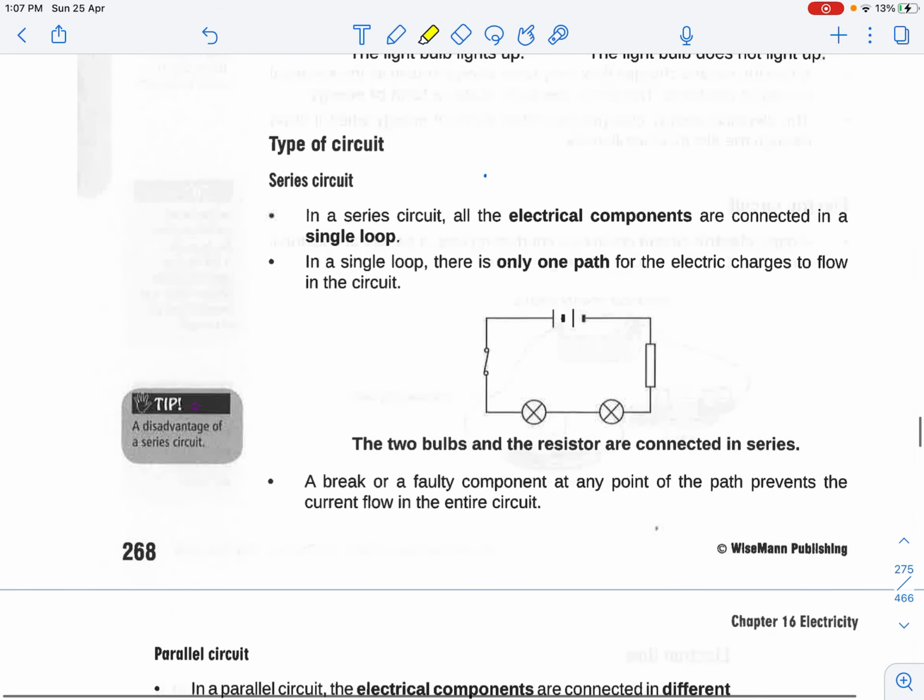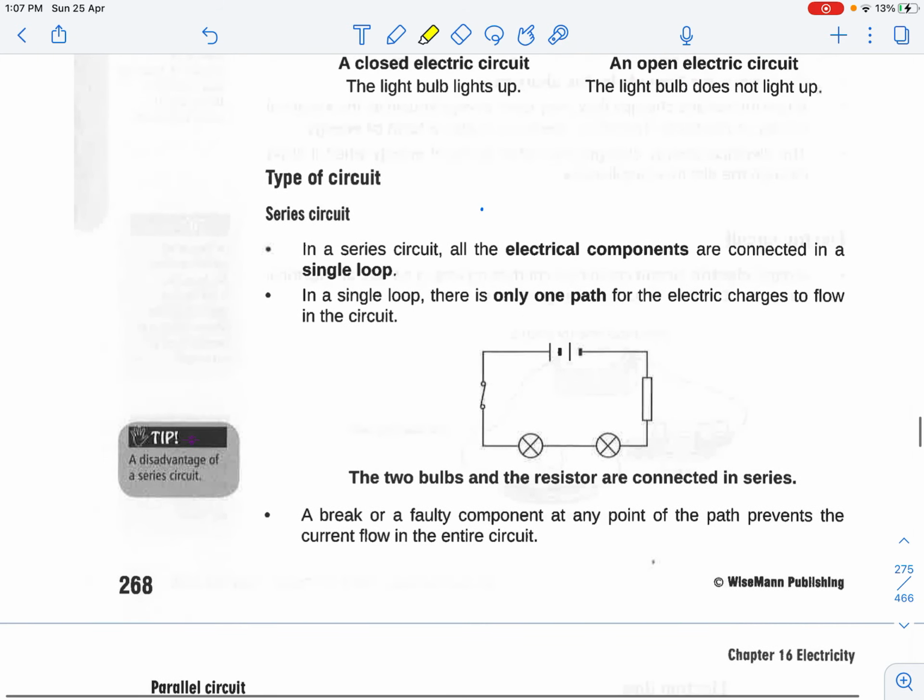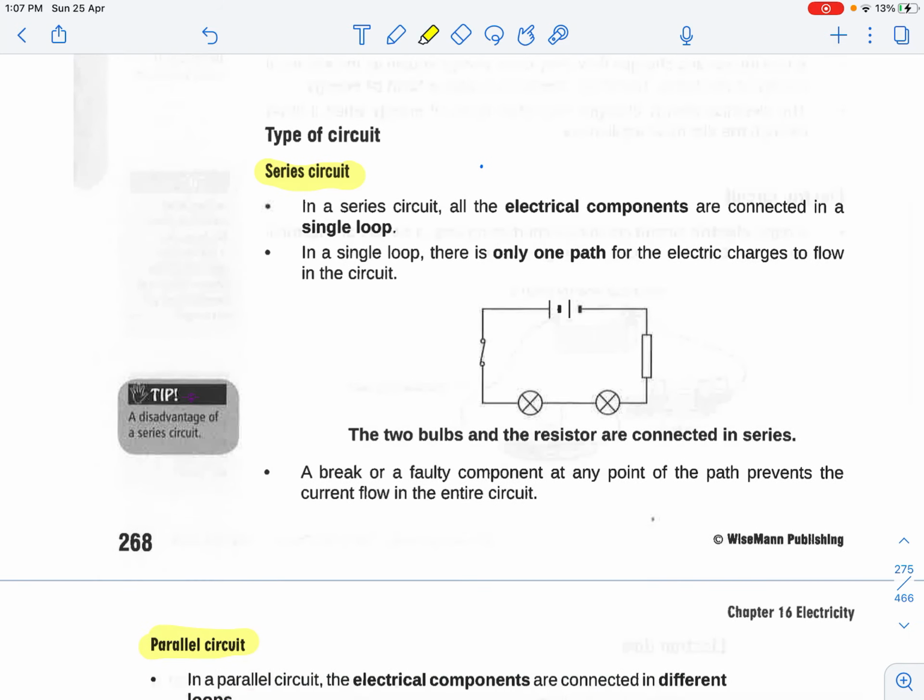So there are two main types of circuit, the series circuit as well as the parallel circuit. Now in a series circuit, what they mean is there is only one pathway for electrical current to flow through. In this case, any other path alternating or diverging from where it's supposed to move is no longer known as a series circuit, rather it's a parallel circuit.